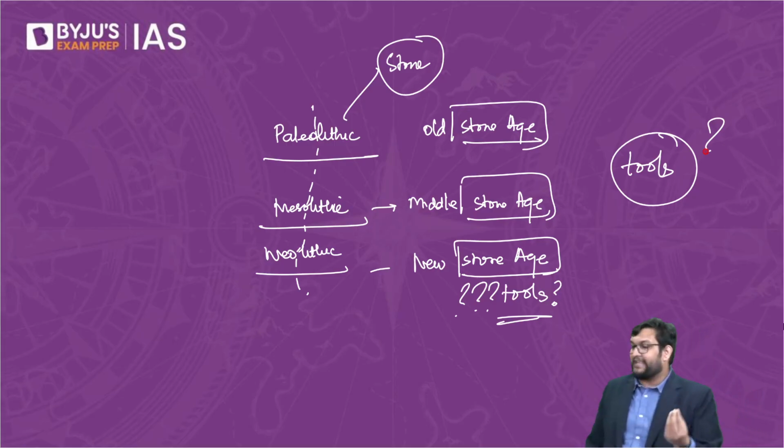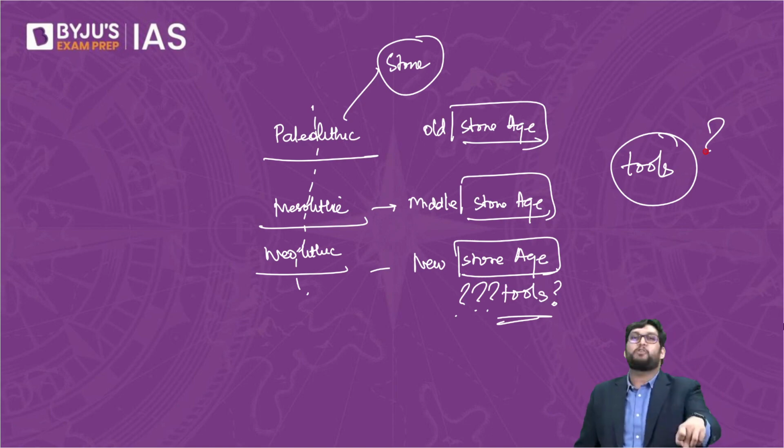History is like tracking through a GPS on a map. I need something to track you with. Right now, I can track you through your phone. But how do I know that Homo erectus was there? Because he left stone tools behind.